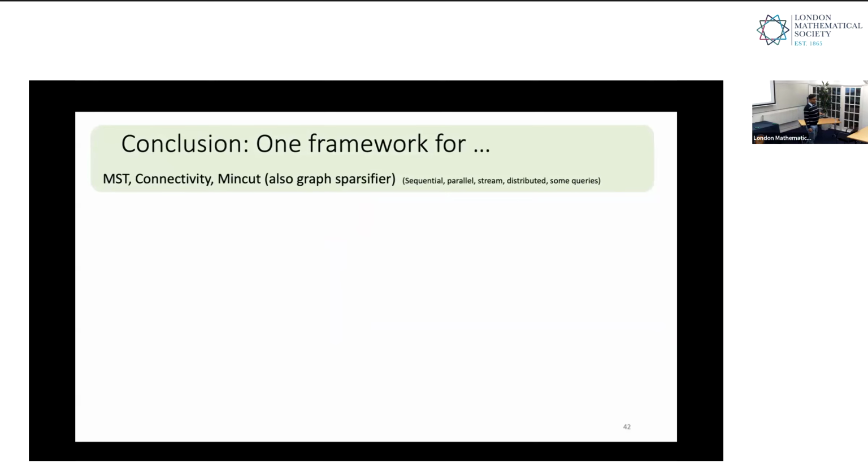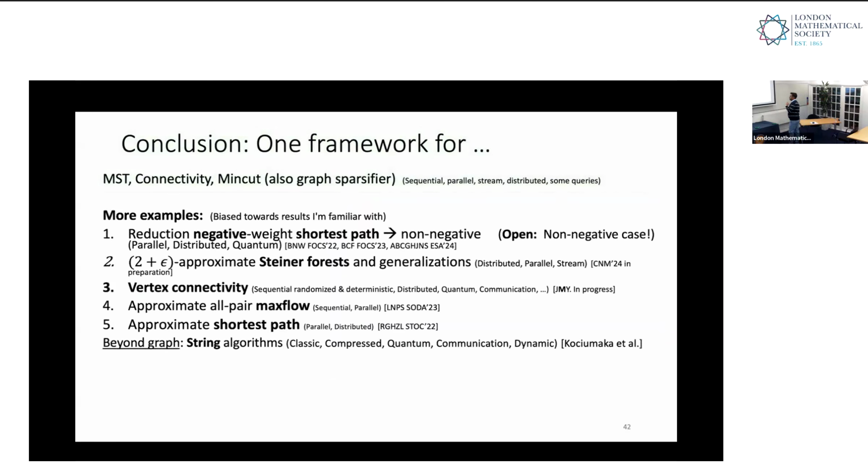Why is minimum cut an instruction manual kind of algorithm? This is not just specific to minimum cut or MST. And in recent work, there have been loads of examples of it: for example, for negative weight shortest path, for Steiner forest, for vertex connectivity, approximate max flow, approximate shortest path. These days, we are seeing algorithms where people are implementing a strategy which can be simulated in many models simultaneously.